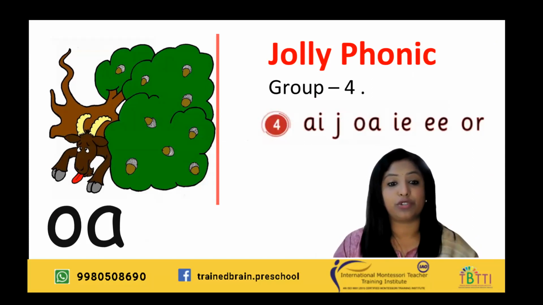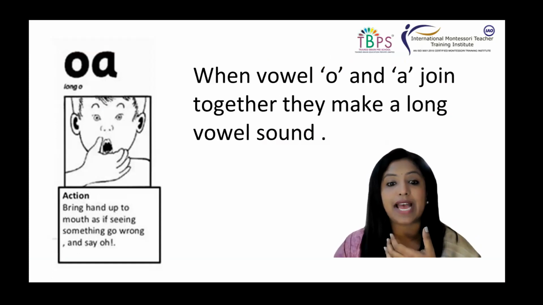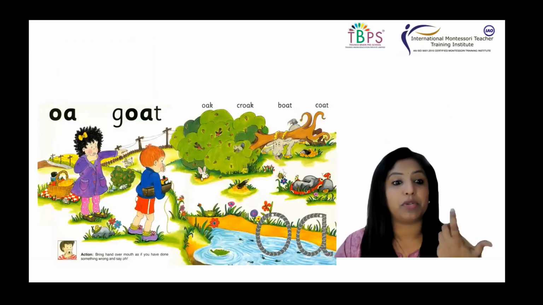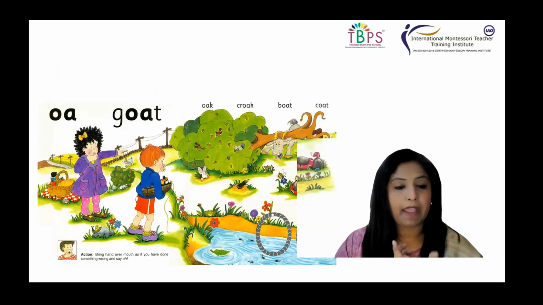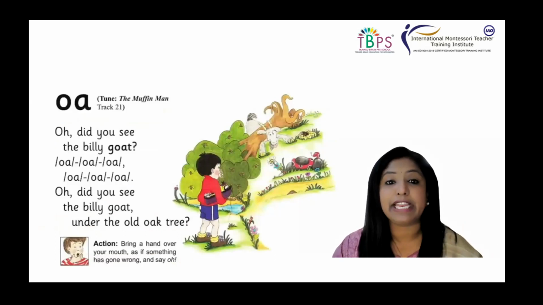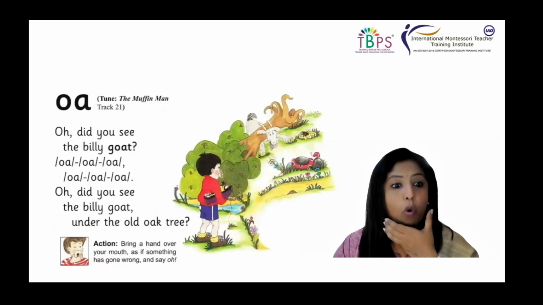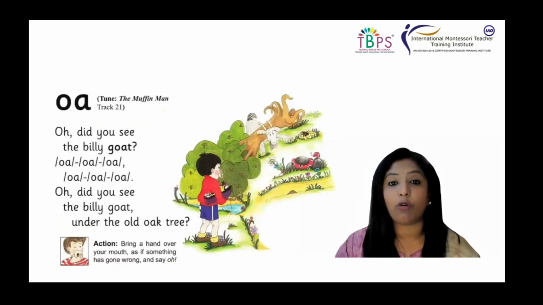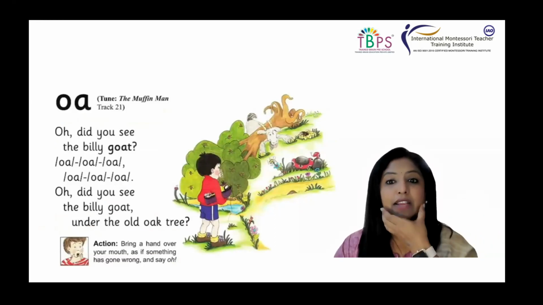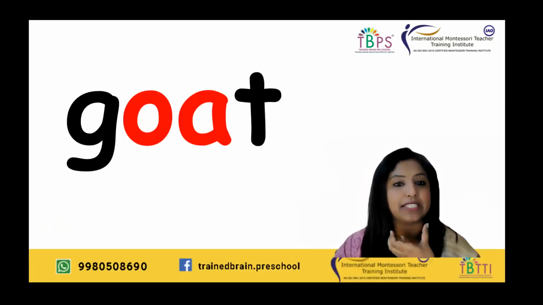You have to say it to children also. Children, see, the oak tree has fallen on the goat. Oh, what a sad situation, right? Let's go and help. We also had a story which we did, and there is also a song. The song says, oh, did you see the billy goat under the old oak tree? Every time you say oh, you have to say it with expression.